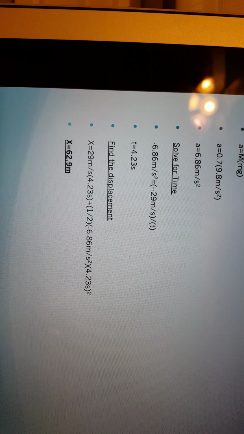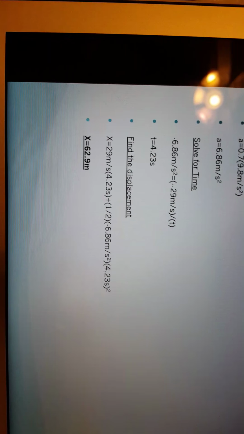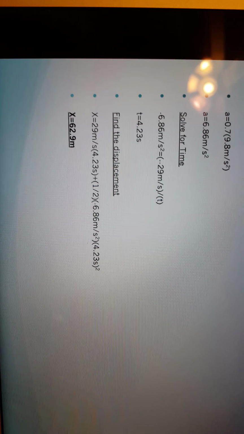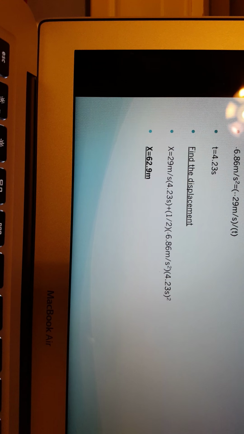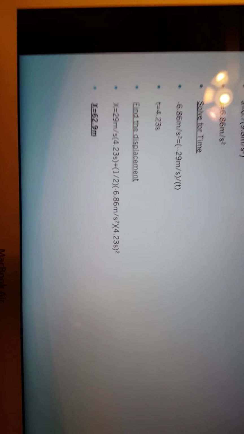Now that we have acceleration solved for, all we need is time. So we have negative 6.86 meters per second squared is equal to 29 meters per second divided by time. We get that time is 4.23 seconds. So now we have acceleration and time and the initial velocity. That's all we need to solve for displacement. Plug that into the displacement equation and get 62.9 meters.